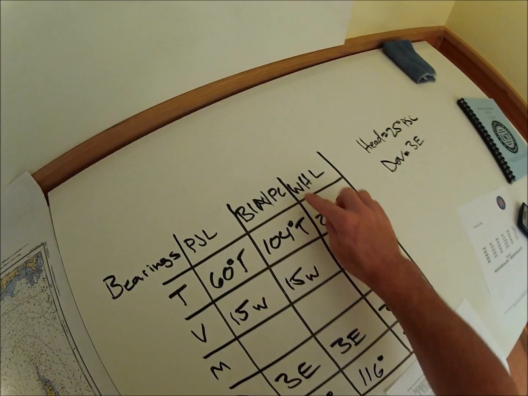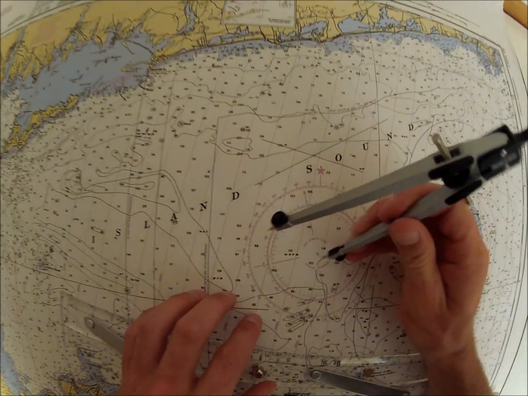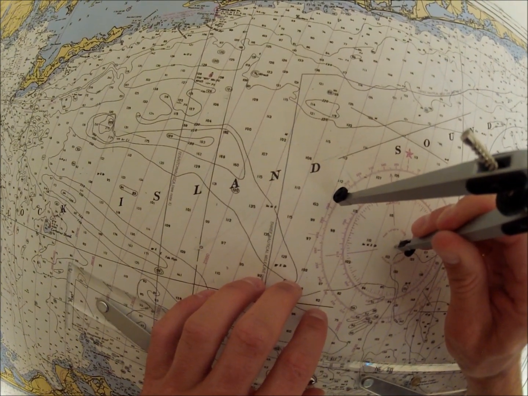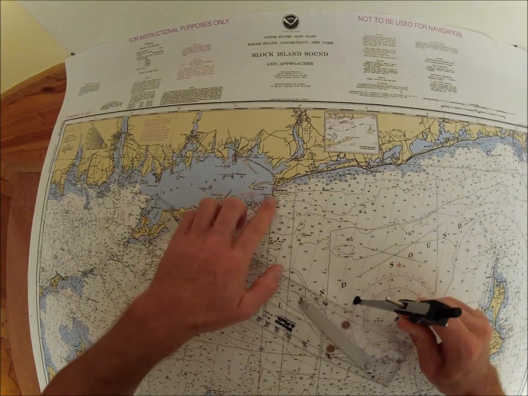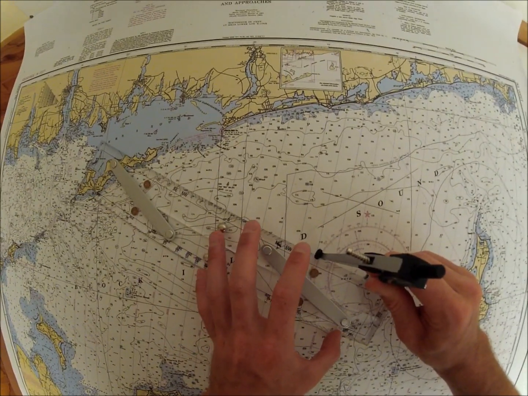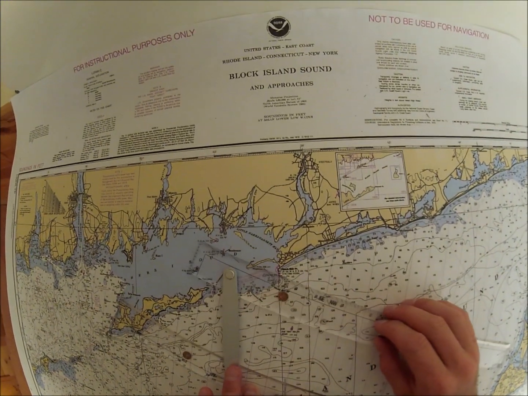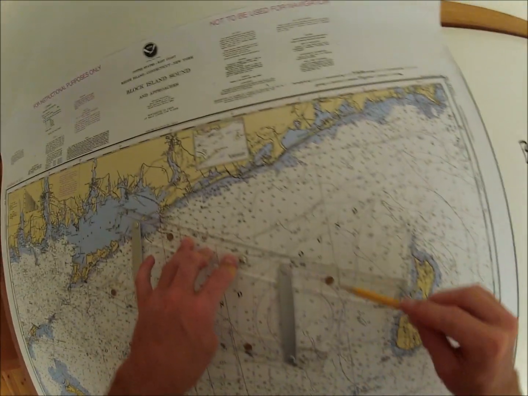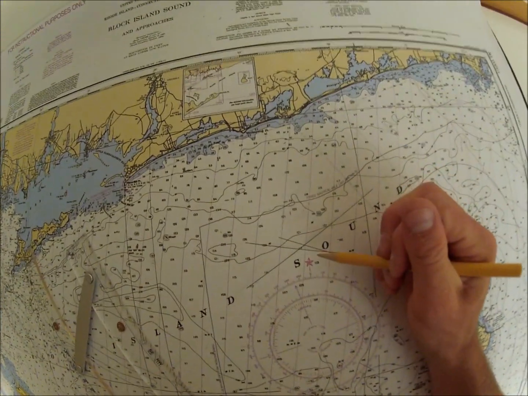Now, Watch Hill Light, 294. I get 294 on my dividers. Here's Watch Hill Light. Make sure it's on there. Walk it up to Watch Hill Light. Draw a line. Okay, now I've got this small triangle.